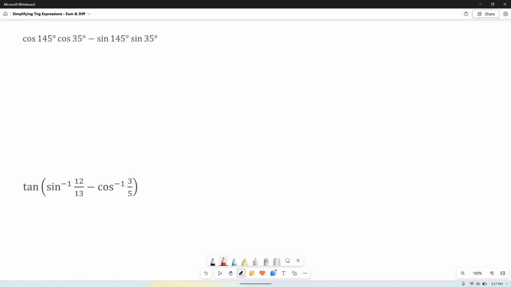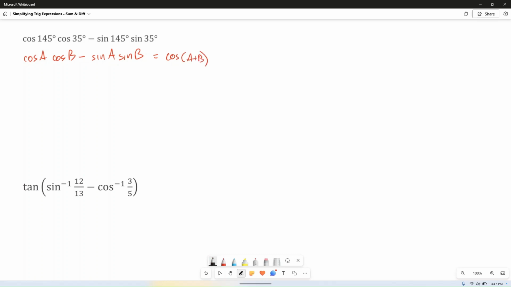But this does look like it has the form of cosine A cosine B minus sine A sine B, right? As I write that out, the cosine minus sine pattern matches. And in both cases, the A corresponds to the 145 degrees and the B corresponds to the 35. And so I know this is one of our sum and difference identities for cosine. This is going to equal the cosine of A plus B.